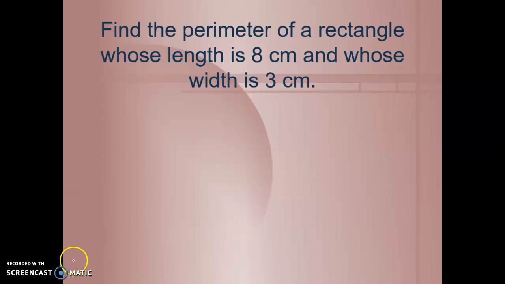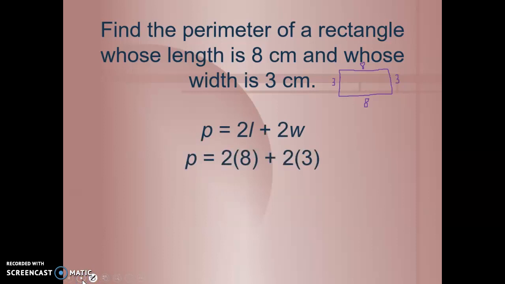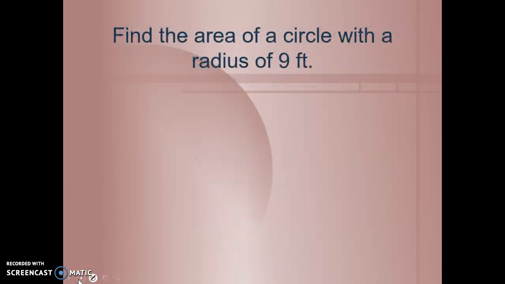Find the perimeter of a rectangle whose length is 8 centimeters and whose width is 3 centimeters. Well, I always recommend before writing any formula that you draw a picture to get a visual representation of what you're doing. We have a rectangle, the length is 8, and the width is 3. We know a rectangle is the same on opposite sides, so we know we're going to have to add up all the sides. Using the formula, 2 times the length plus 2 times the width, we can substitute in our numbers, 2 times 8 plus 2 times 3, and use the order of operations to simplify that down to 22 centimeters.